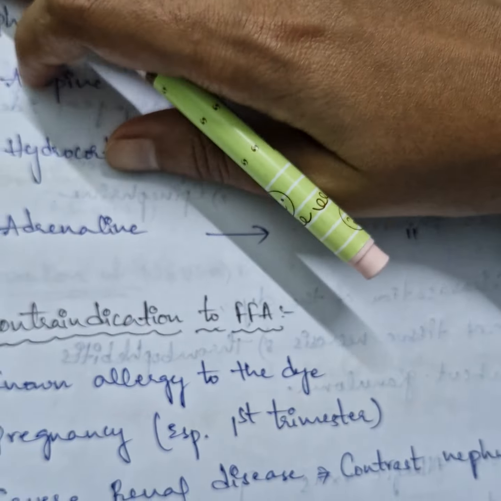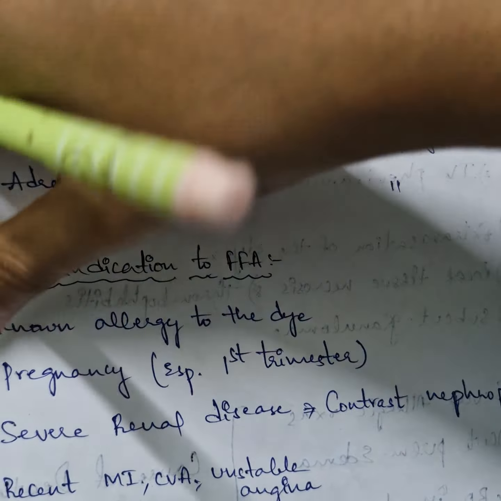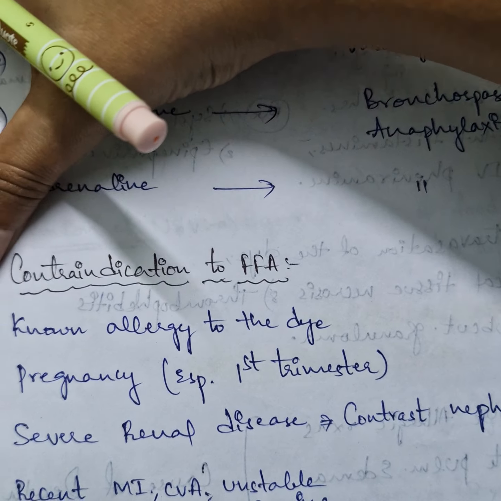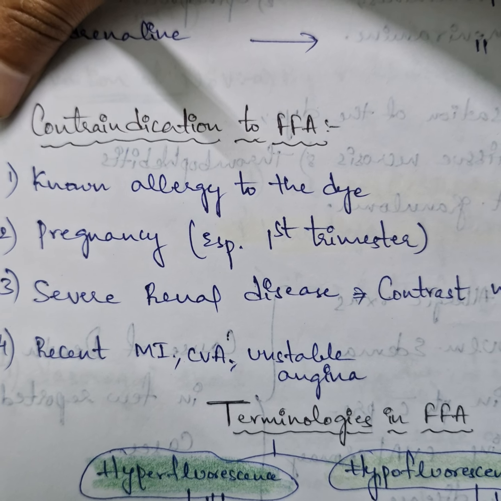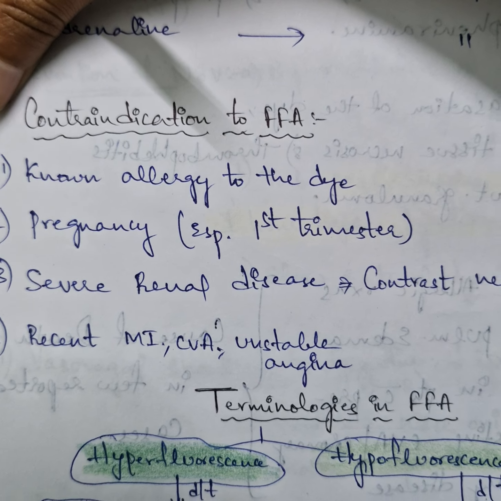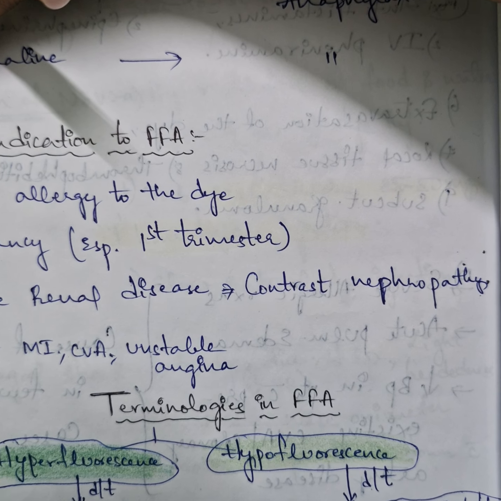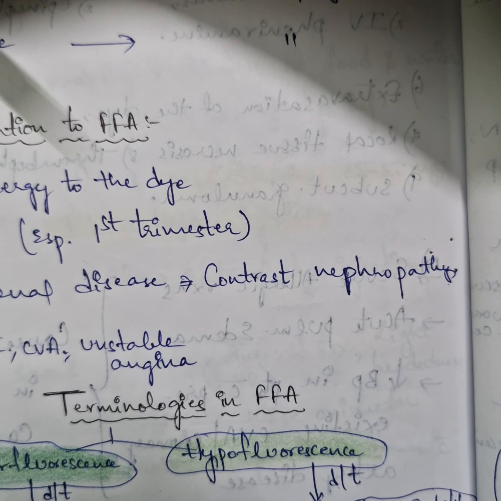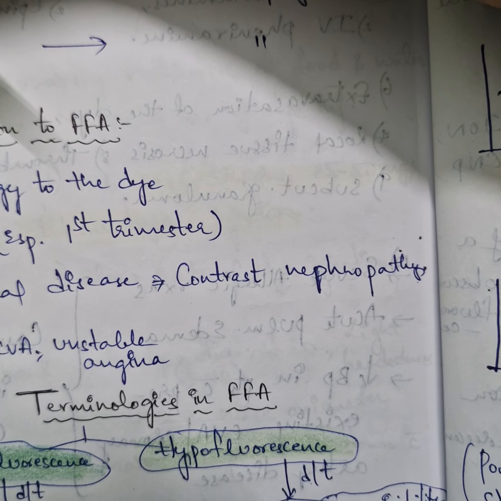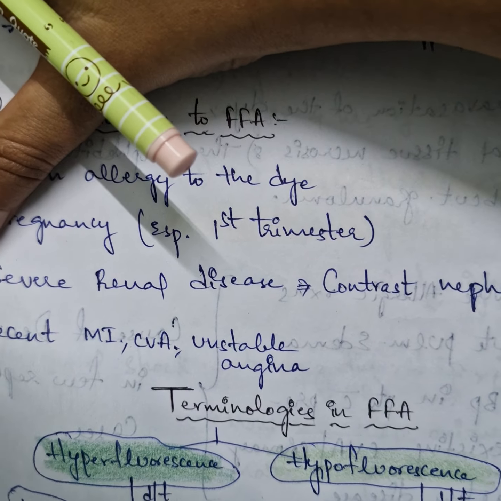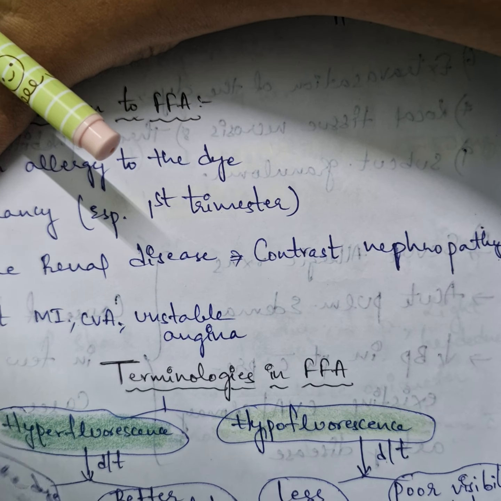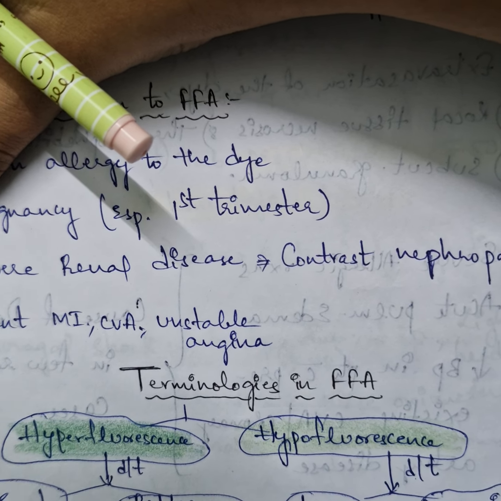There are some contraindications to this procedure. That is, if the patient has a known allergy to the dye, especially in the first trimester of pregnancy, and in severe renal disease, to prevent contrast nephropathy, and in patients with recent MI, CVA, or with angina, unstable angina.